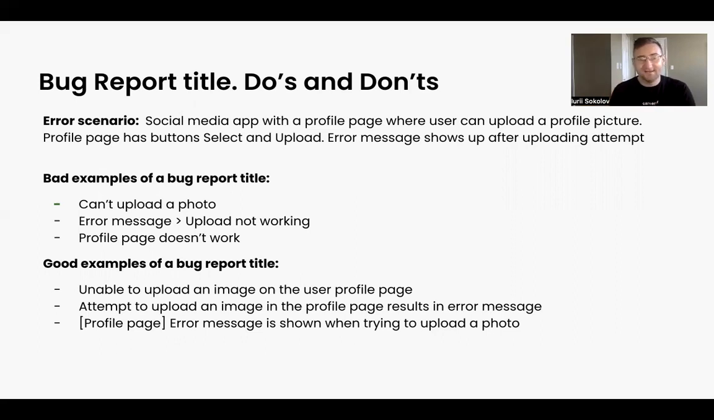First, I'll read bad examples, then good examples. So bad examples. Can't upload a photo. This title does not follow the rule of 3Ws. It doesn't point to the location where it happened. It doesn't point to conditions, or under which circumstances it happens. It's not full. It is confusing.